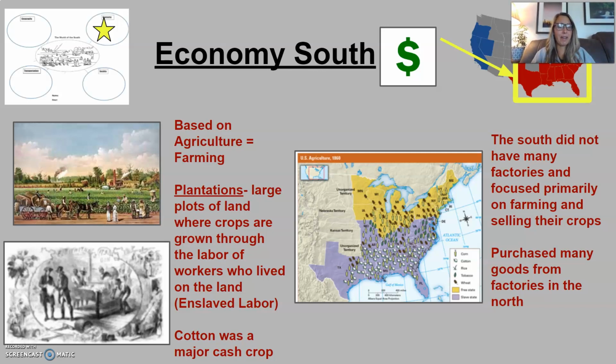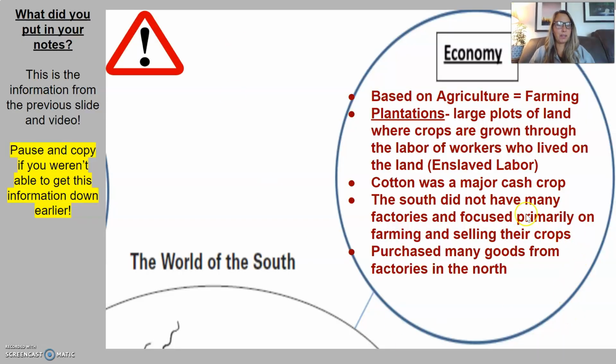The South did not have factories like the North did, and they primarily focused on farming and selling their crops through their river systems for trade. They did purchase goods from the North, such as clothing or tools or weapons, from factories in the North, because they primarily made things that you grew in the South. You don't have to write down everything. Write down what you think is important. Again, your bubble should start to fill up for the economy, and pause as you need to.